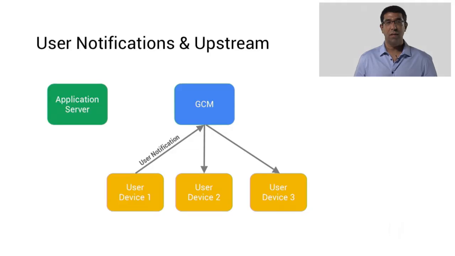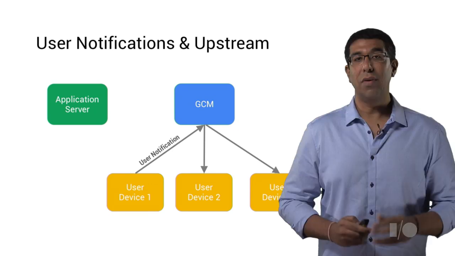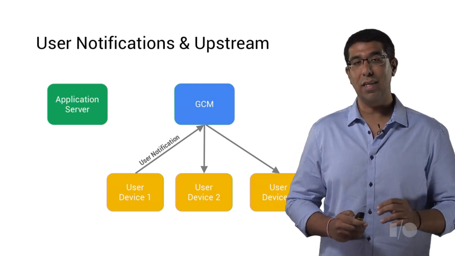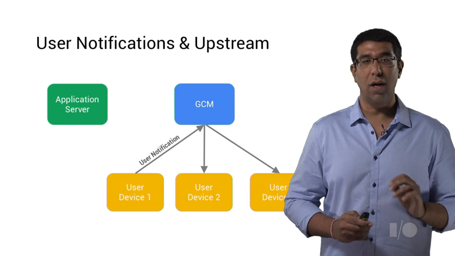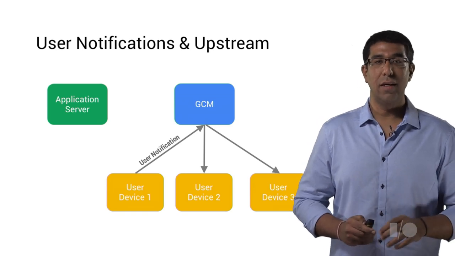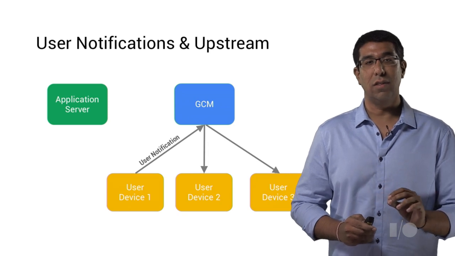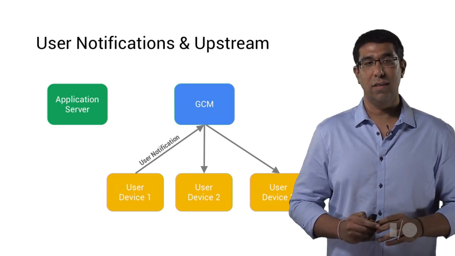Now let's assume a user on one device acts on the notification, and we want to dismiss this from all other devices. How do we do it? With upstream messaging, we can send a message to a notification key, and GCM will deliver the message to all other registrations in this key. This way, you can tell other devices to dismiss a notification as it is already handled on one device.